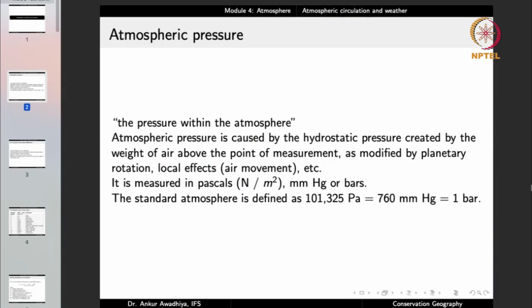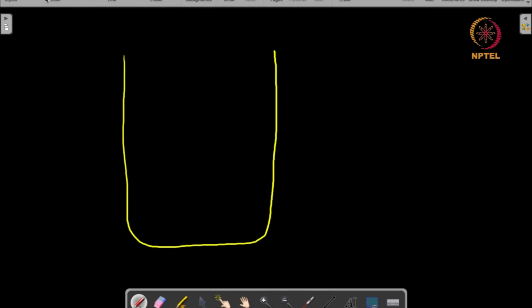Now, atmospheric pressure is caused by the hydrostatic pressure created by the weight of air above the point of measurement, as modified by planetary rotation, local effects such as air movement, etc. So, when we say hydrostatic pressure, what do we mean? Now, consider a tumbler of water. This tumbler is full of water.